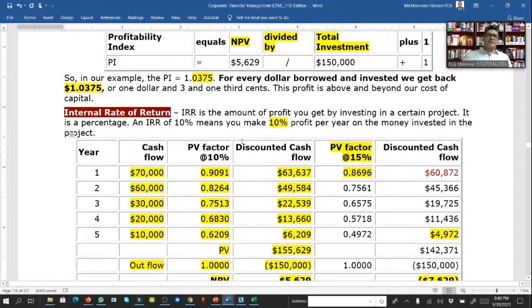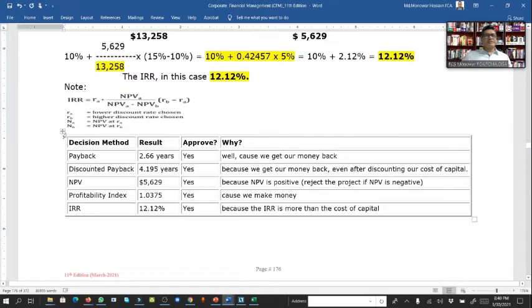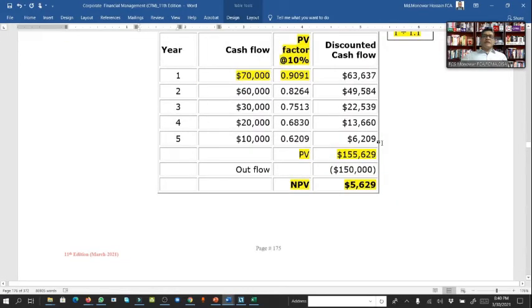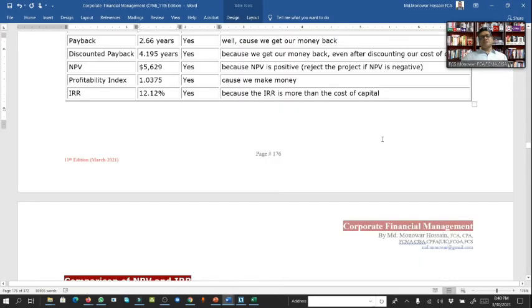So we have calculated all the items required. Here is the decision. Payback result is 2.26 years. We can take the discounted payback for NPV 5,629. It is positive, so that's why we can accept it. Profitability index is more than 1. IRR is more than the cost of capital, because the cost of capital is 10% but IRR is 12.12%, which is more than 10%. Because IRR is more than the cost of capital, we can accept. That type of math you will sometimes get, because this math is taken from your question.